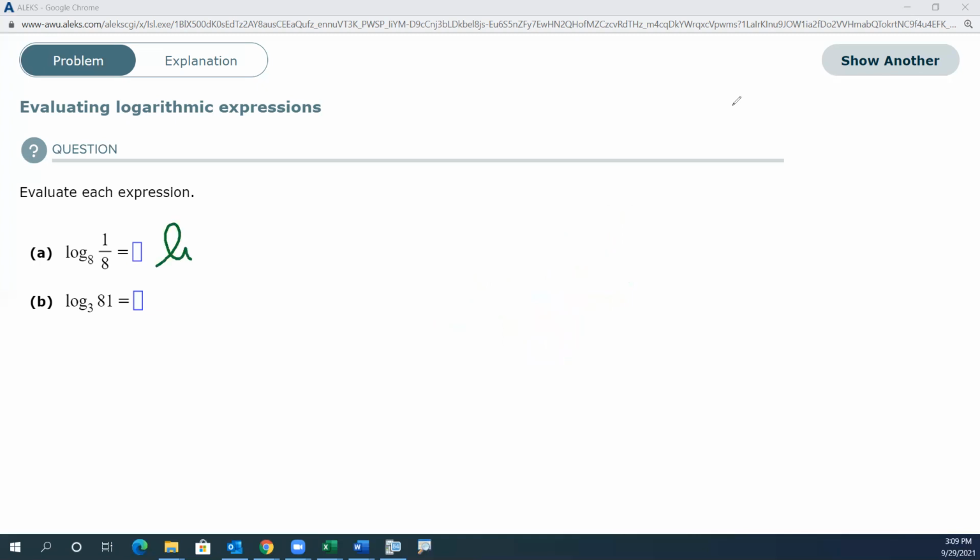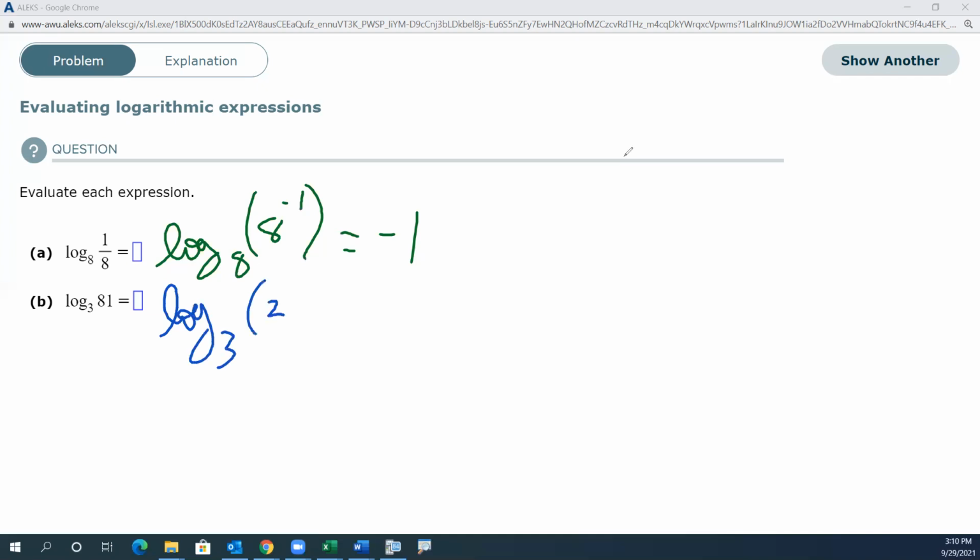So on this one, you could say, well, that's log base 8 of, well, let's rewrite 1/8 as 8 to a power. Well, that'd be 8 to the -1 power. So my answer is -1. And you can double check on the calculator, alpha window 5. For the second one, we've got a base of 3. So let's write 81 as 3 to a power. Turns out it's 3 to the 4th. So the answer is 4. That's how it's done.